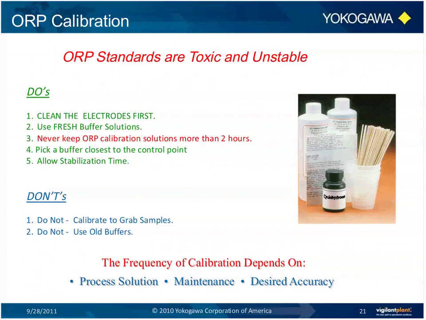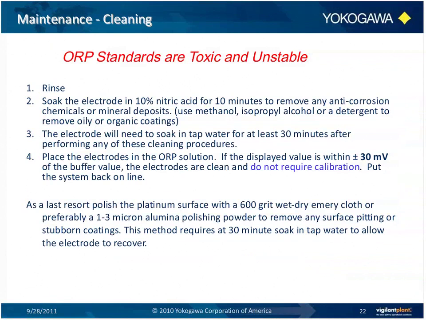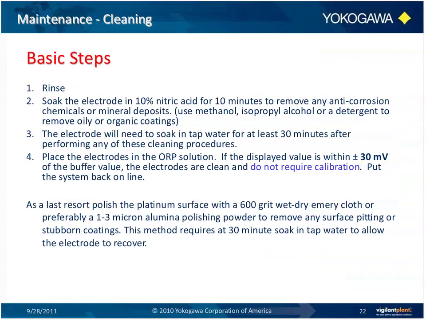A variety of cleaning solutions can be used depending on the coating effects of the process on the electrodes. Typically, a 10% solution of nitric acid works well to remove any of the anti-corrosion chemicals or mineral deposits that collect on that noble metal. First, rinse off your electrodes in plain water and remove any heavy process coating buildup with a soft brush. Then immerse the electrodes in this cleaning solution for about 10 minutes. Be sure to agitate them regularly and, again, remove any remaining deposits with your soft brush.